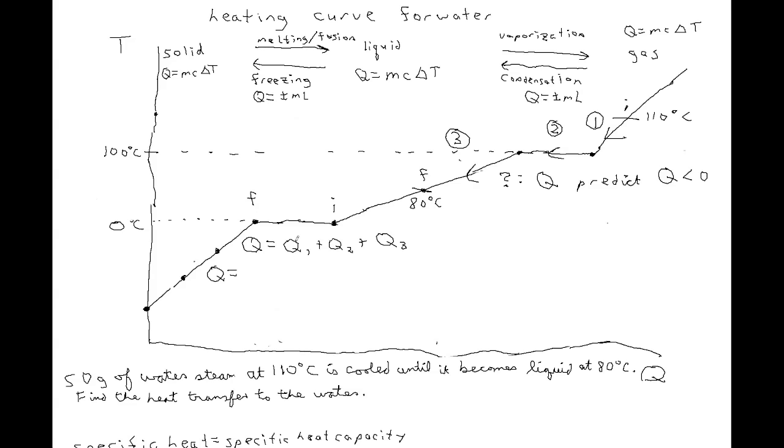Now, what equation should we use for Q1? Well, Q1, since it's going from steam to liquid, that would be a phase change. So we'd have to use Q is equal to plus or minus ml. Now, I think there was a mistake there. Step 1 is this region of the graph, right? What's changing in this step 1? Is the phase changing or is the temperature changing?